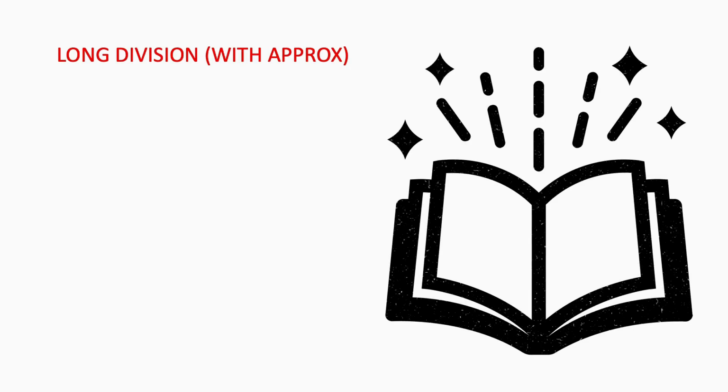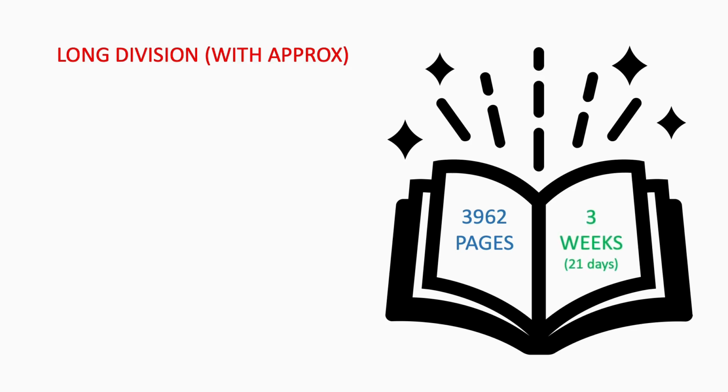In the last lesson, we did division that had no remainders. But do you know that it's not always like this? Sometimes the dividend is not divisible by the divisor. For example, we want to read a 3,962-page book in less than 3 weeks. Approximately, how many pages of this book should we read daily?